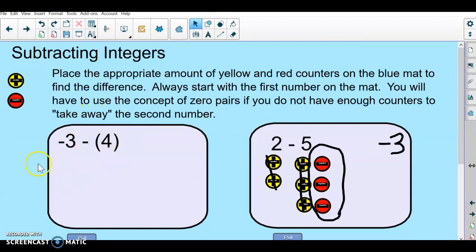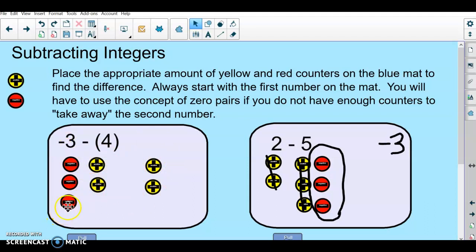So let's come over here and do this one. Okay? This one, I have 3 negatives on the mat to start with. So I'm going to put 3 negatives on here. I need to take away 4 positives. Well, do I have 4 positives to take away? No. Well, all right. I'm just going to put 4 positives down here then. Okay? So now I've got 4 positives. I'm going to take away those 4 positives and end up with -3.